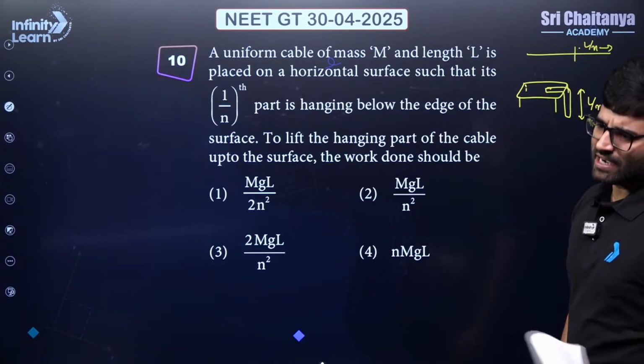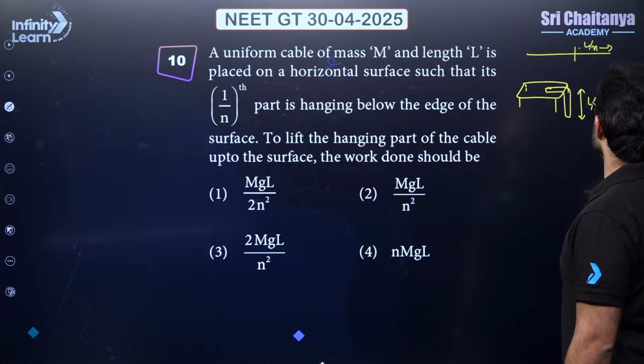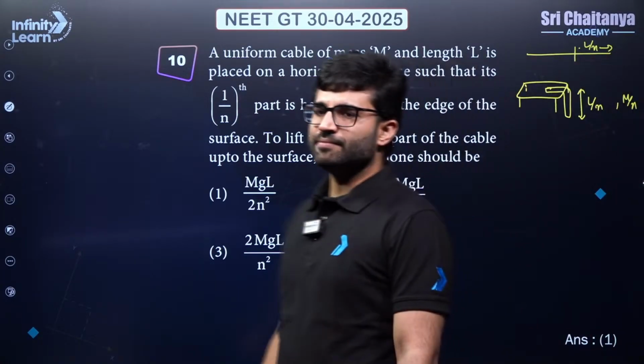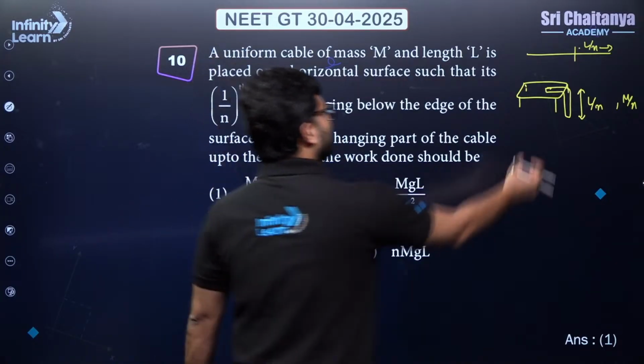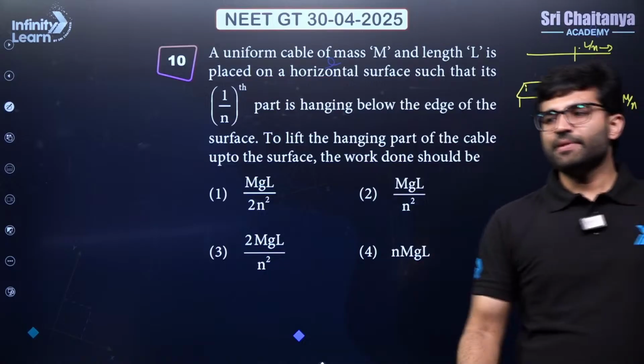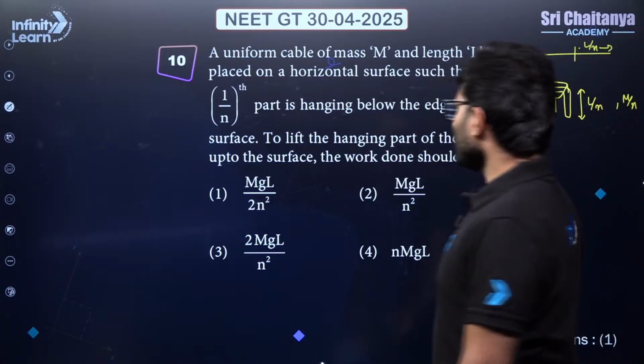What would be the mass? Again the same, that would be m by n, right? If the total mass is m, this mass would be m by n. Now we have to basically pick it up and put it on the table, right? And now we are being asked what is the work done, right?